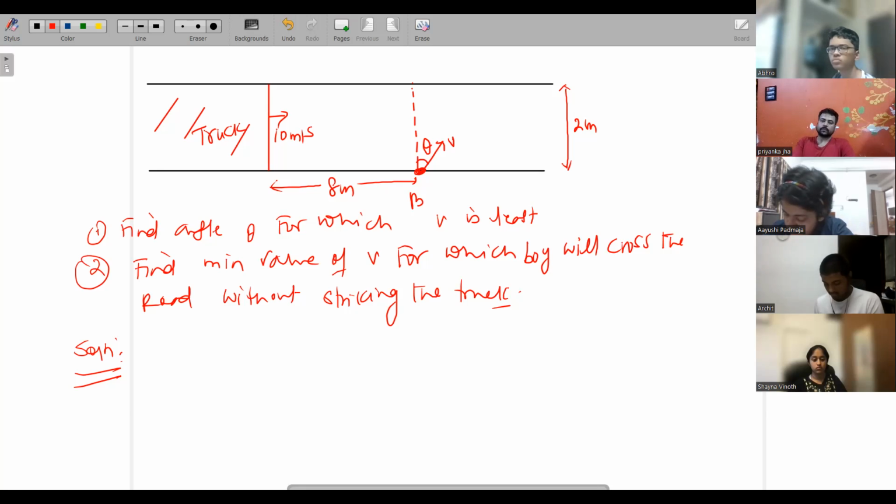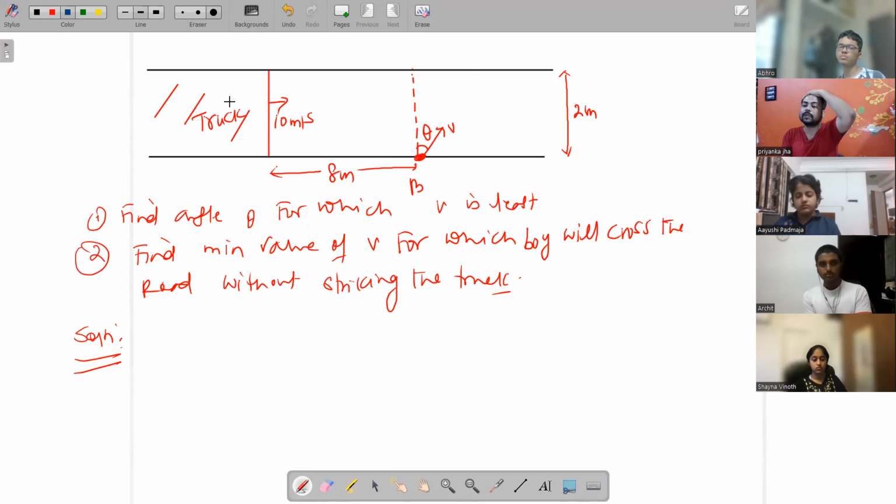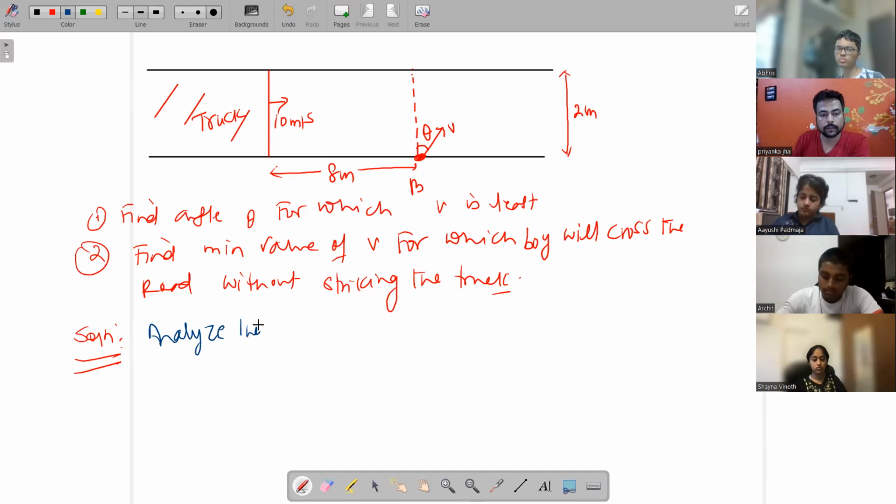Okay, let me solve it. See, I'll use the relative motion concept. You have to find the angle at which the boy should start crossing the road so that he can safely cross the road without striking the truck. Because when he will move, truck will also move, right? So do one thing, just analyze the motion with respect to truck.